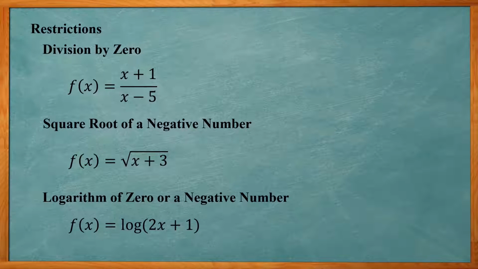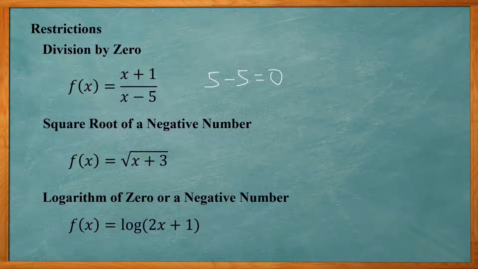Now we'll have restrictions on our domain when certain things happen. The first one I want to talk about is division by 0. So any value of x that causes a division by 0 will be excluded from your domain. If we look at this first one, we have x minus 5 in the denominator. If x was 5, it would be 5 minus 5, which would give us 0. And we don't want division by 0, so x equal 5 will be excluded from our domain.